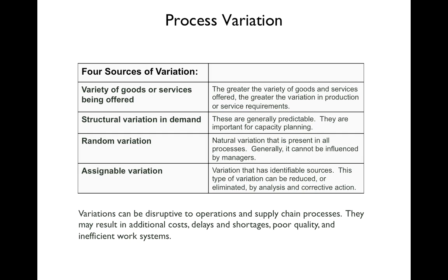And random variation is natural variation, and you can't really manage that. Sometimes a bunch of people just show up, and there's no way to predict it, no way to influence it. It just happens. And then the last one is assignable variation. This is variation that has identifiable sources. So this type of variation can be reduced or eliminated by analysis and corrective action.